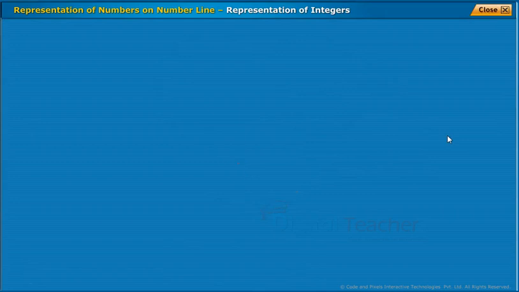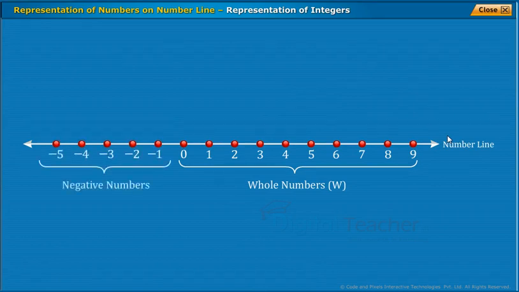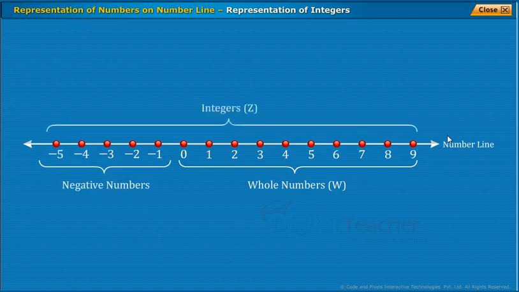Representation of integers on number line. The integers are the numbers in addition of negative numbers which are before 0 on the number line. The representation is shown on the screen. The set of integers is usually denoted by the symbol Z.